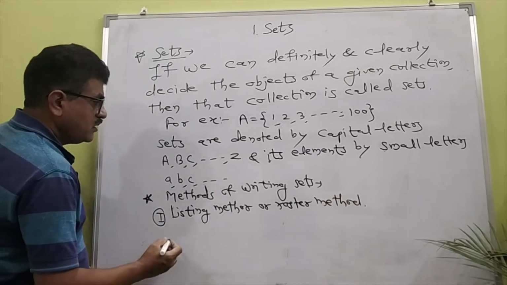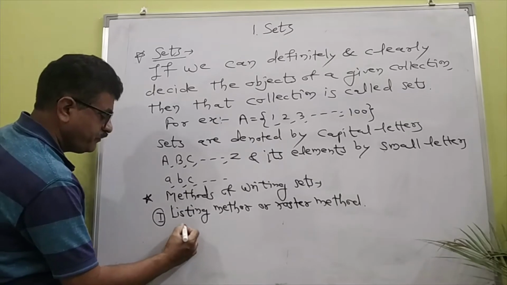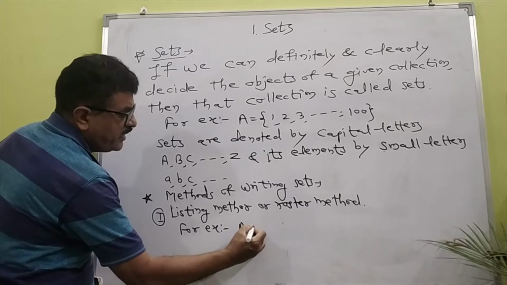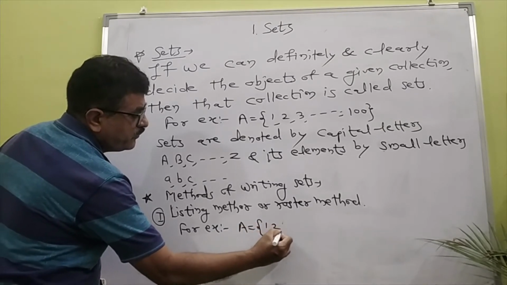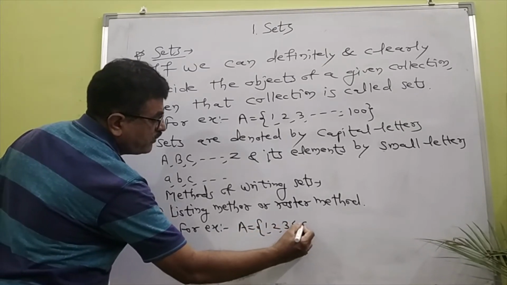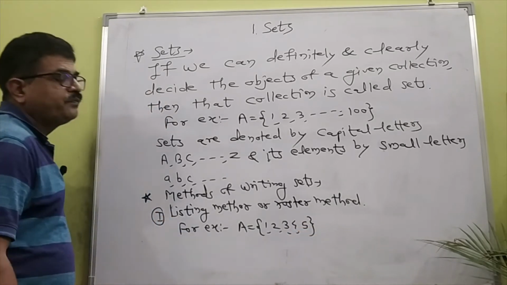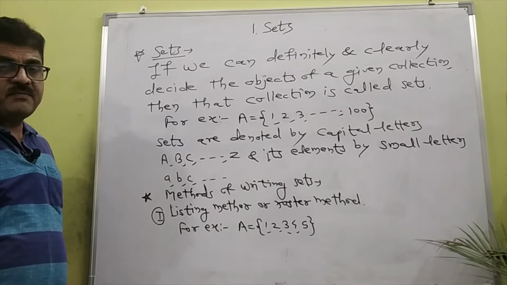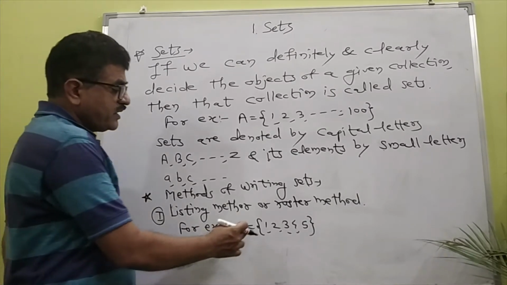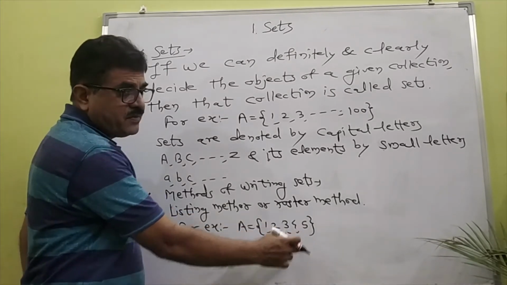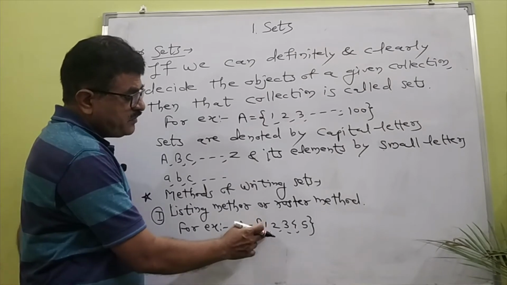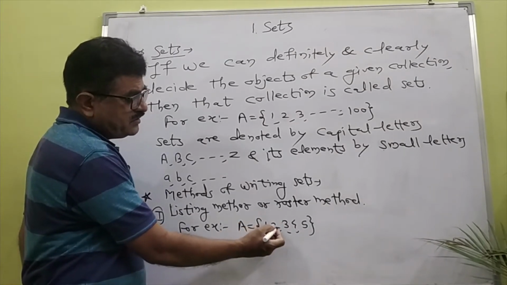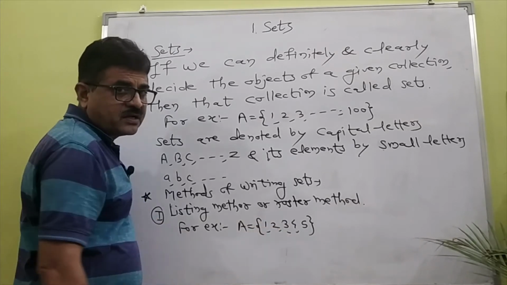Now here, for example, suppose A is a set of 1, 2, 3, 4, 5. This is an example of the listing method. It means we write all elements in curly brackets. Each element is written only once, and we separate these elements by giving commas.